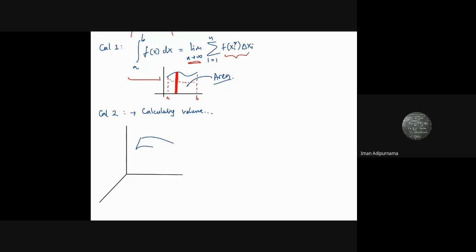So let me draw this. Let z be equal to a function of the two variables x, y. And in the XY plane, we have a region that is defined as R.